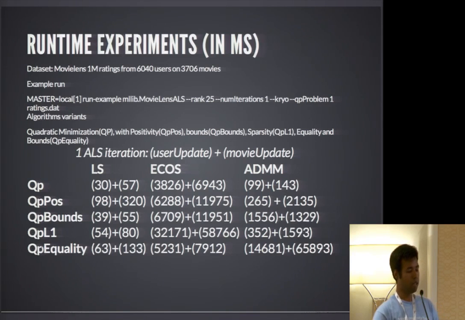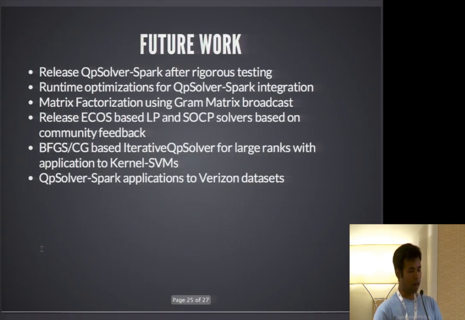But on our QP equality, we found that the SOCP solver, an interior point-based solver, was giving us better runtime. So we are still trying to look into that. Our main goal is to bridge the runtime and make ADMM as fast as ECOS. Now, for future work, we want to put this inside Spark. There has to be a lot of testing done since a lot of new options will come in with this change.